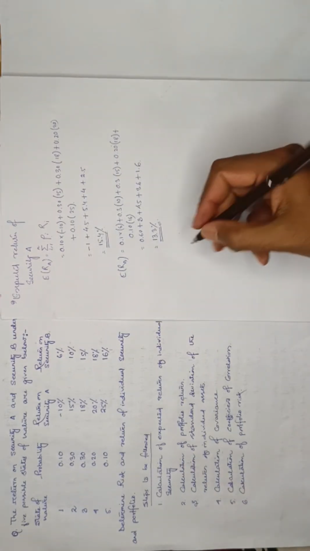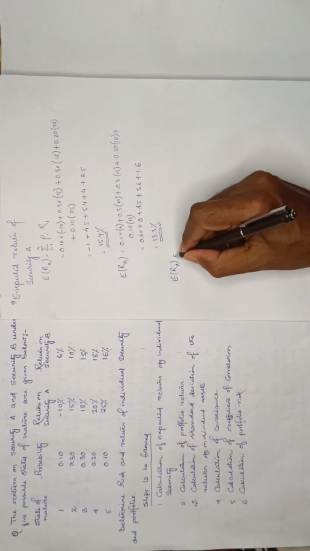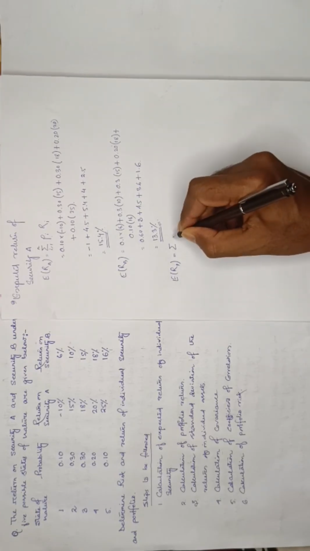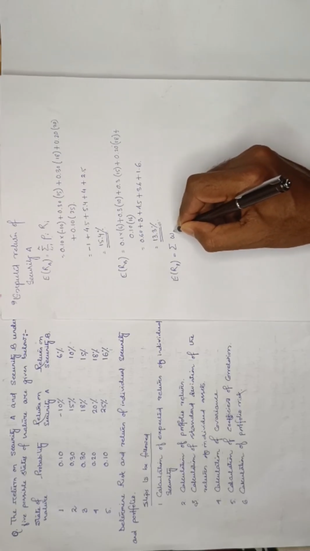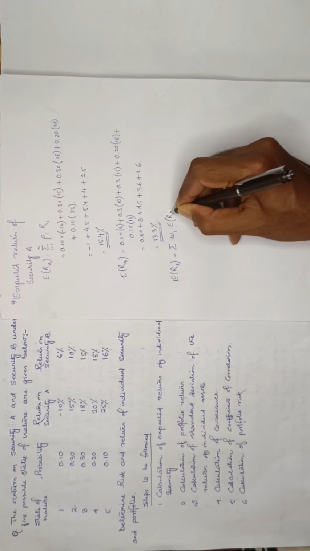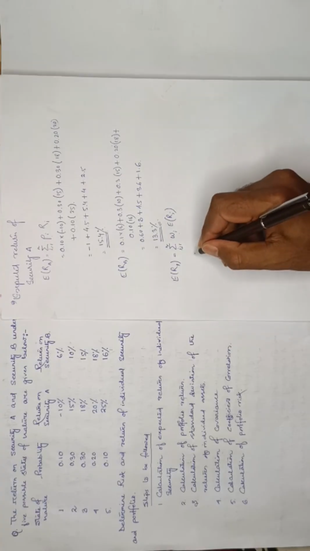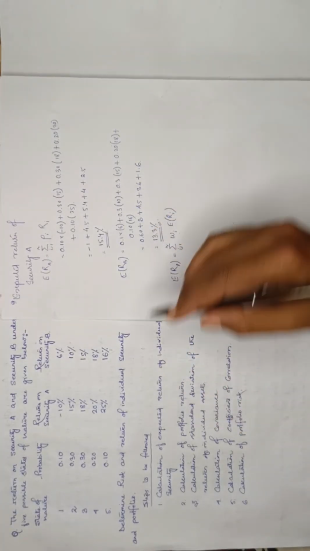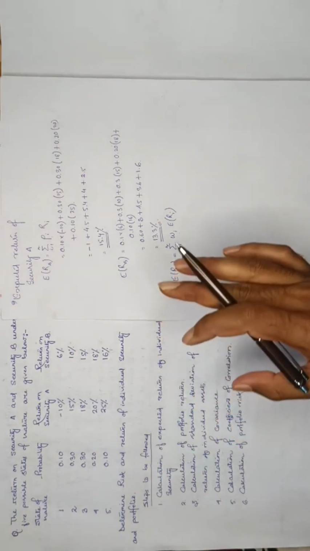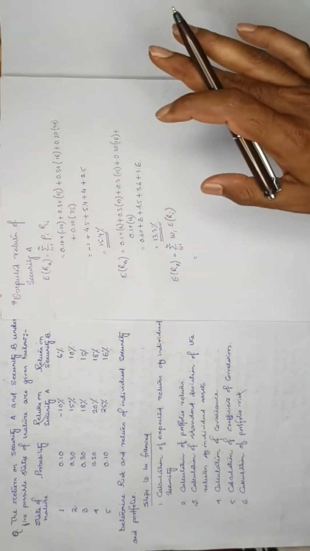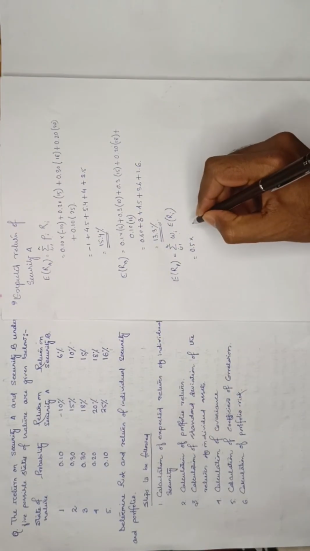After that, I will calculate the expected return of the portfolio. To calculate the expected return of the portfolio, I will take the summation of the weight multiplied by the expected return of a particular security, where i is equal to 1 to n. Now in this case, nowhere is weight mentioned, right? Weight means the extent to which you have invested in security A and security B. As nothing is mentioned, I will consider it as 0.5 and 0.5.